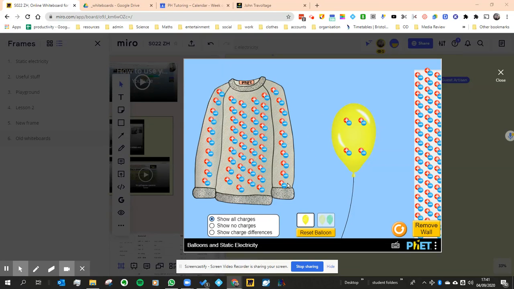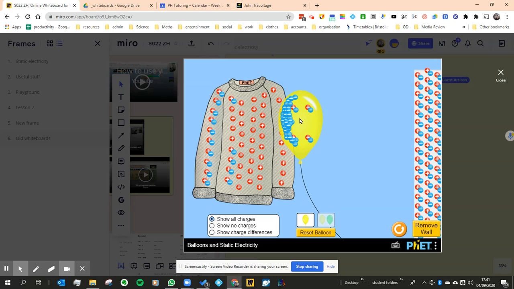So basically, what you found out is that when you rubbed the balloon against the jumper, electrons went from the jumper to the balloon. That means the balloon now has an overall negative charge because it's gained negative electrons, and the jumper has lost electrons, so it's got more protons than electrons, so it's got an overall positive charge. And that means that when you let go of the balloon, it goes towards the jumper. So that's no big surprise.